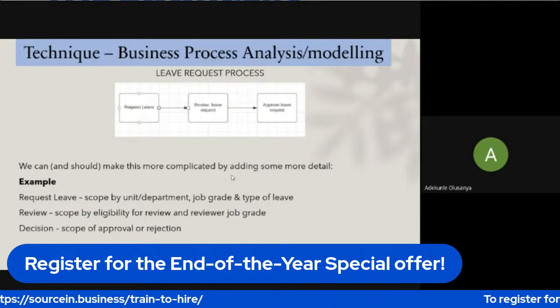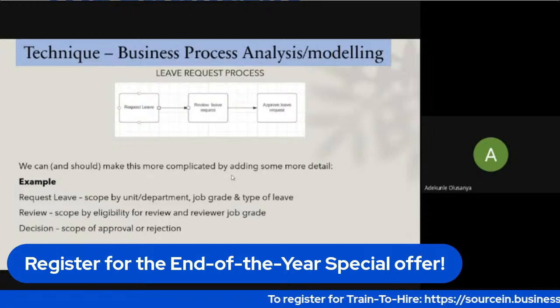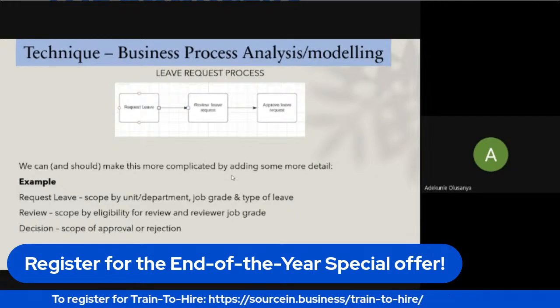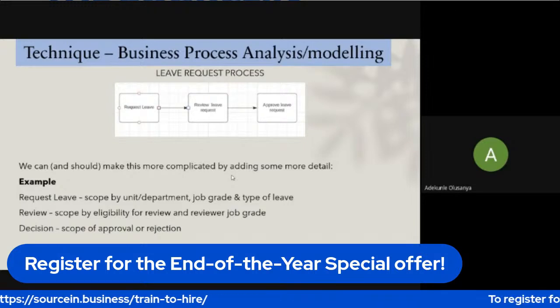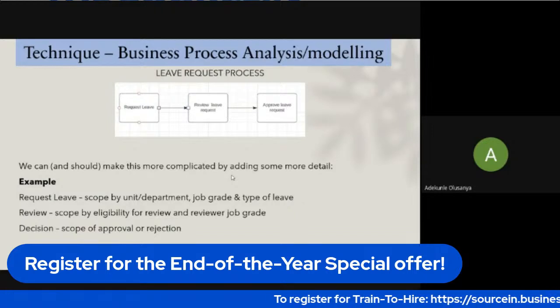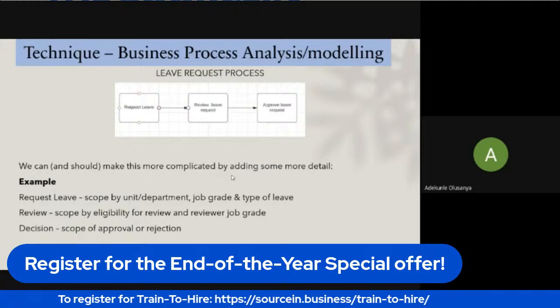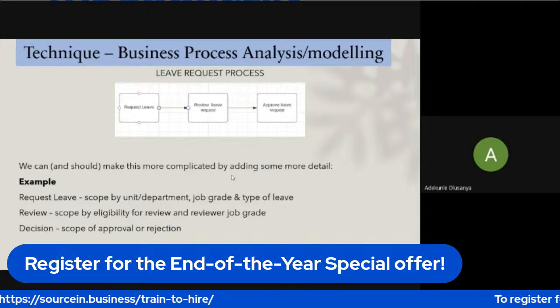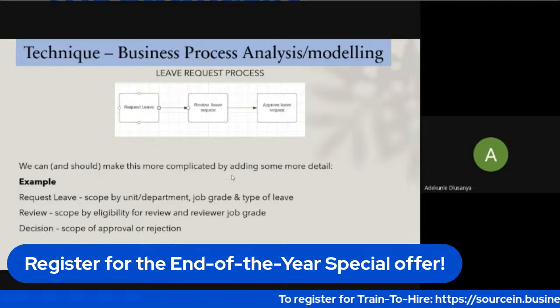Now we can, and we should, make this more complicated by adding some more detail. Of course, because in the real world, things are never this simple. I'm sure you know that. So how do we make it more complicated? Example will be request a leave. We want to scope that request by your unit, by your department, by your job grade, by the type of leave. Is it a sick leave? Is it compassionate leave? Is it study leave? Then we want to also review. It says scope by eligibility for review and reviewer job grades.